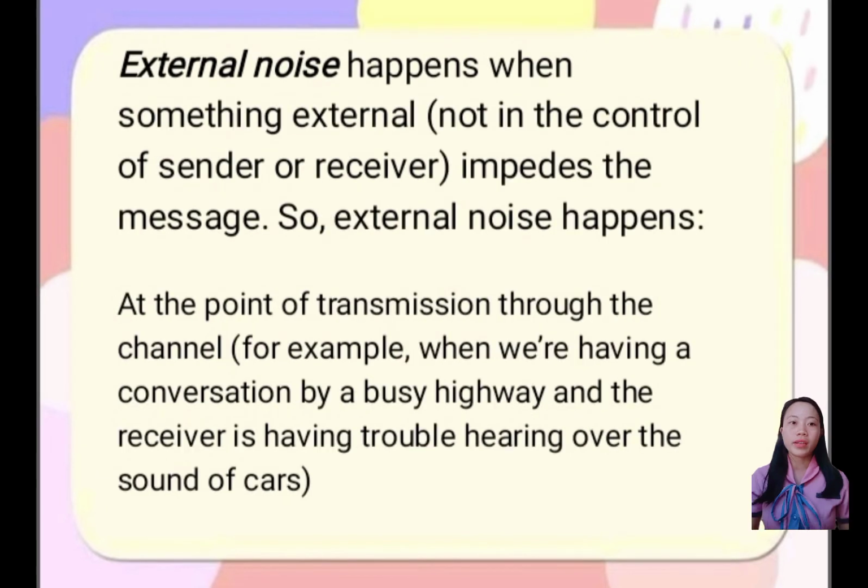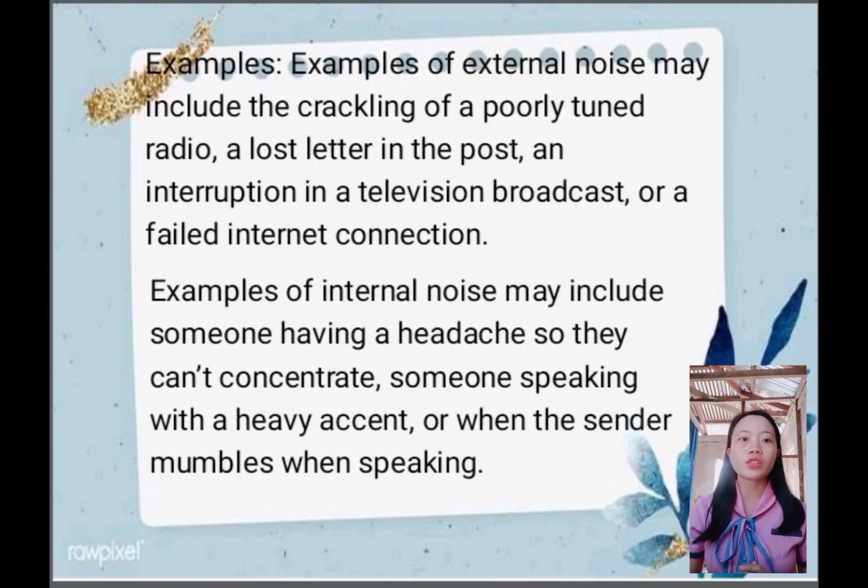And external noise happens when something external, not in the control of sender or receiver, impedes the message. So external noise happens at the point of transmission through the channel. For example, when we're having a conversation by a busy highway and the receiver is having trouble hearing over the sound of cars. Examples of external noise may include the crackling of a poorly tuned radio, a lost letter in the post, an interruption in a television broadcast, or a failed internet connection.